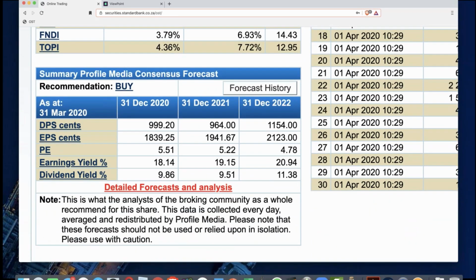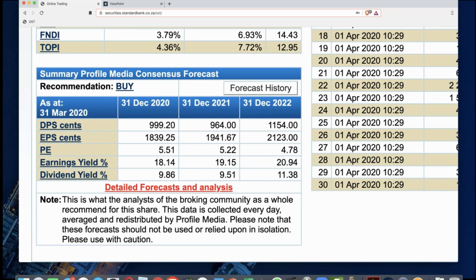And then as we go a little further down, the Profile Media consensus forecast. Now, let me quickly delve into what we are talking about by Profile Media consensus forecast. Profile Media is an independent company. They poll analysts in the broader investment community in South Africa, and they basically ask three questions. Is the company, in this case Standard Bank, a buy, a sell, or a hold? What do you expect earnings per share to be over the next 3 years? And what do you expect dividends per share to be over the next 3 years? They then essentially get you a consensus.